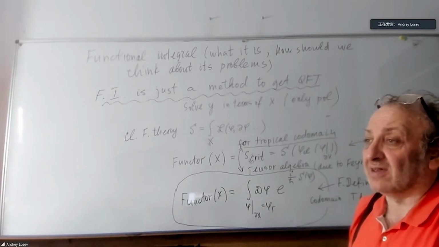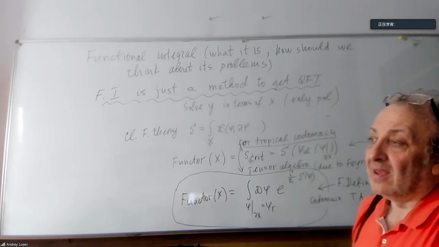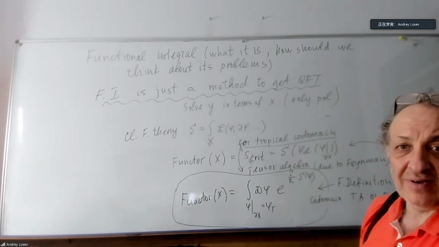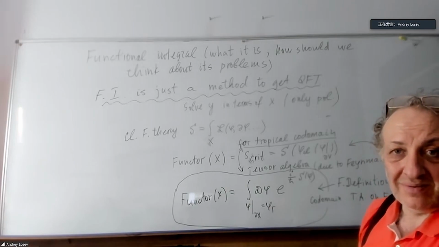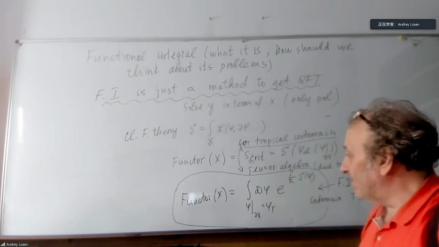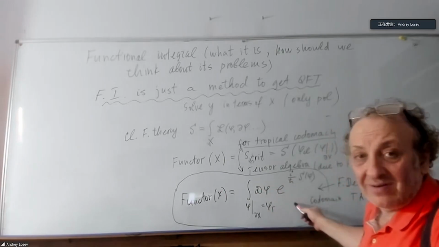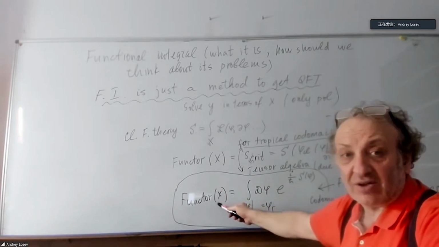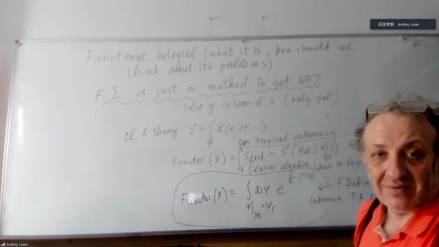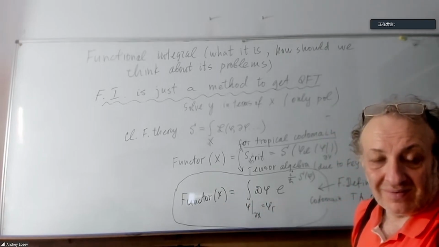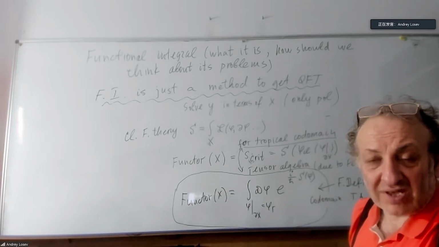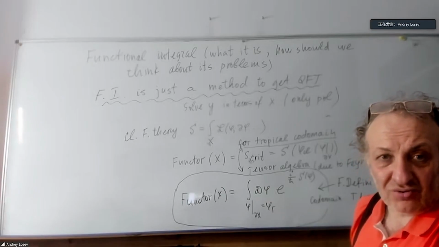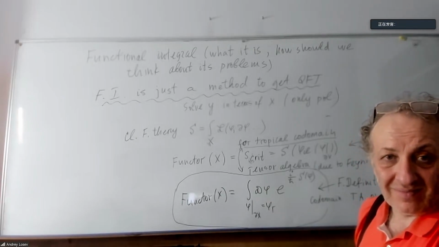And when people say we need string theory to quantize gravity, what do they mean? They mean that they have problems in Feynman's method to construct the corresponding functor. So what would I tell them? Please use another method. Okay?